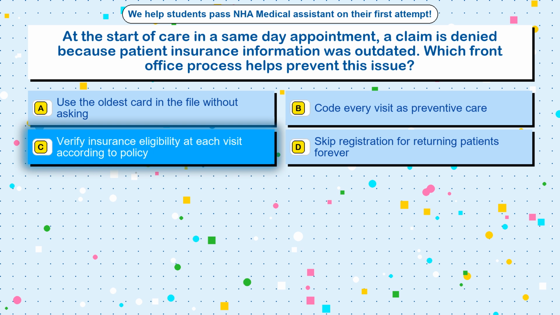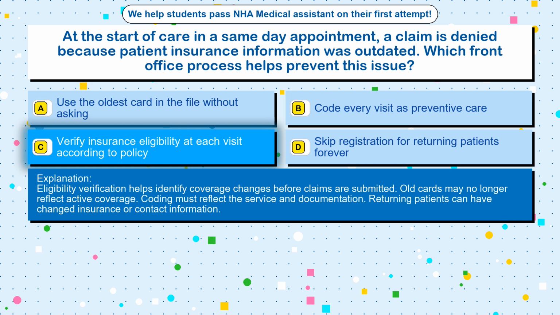The correct answer is option C, verify insurance eligibility at each visit according to policy. Eligibility verification helps identify coverage changes before claims are submitted. Old cards may no longer reflect active coverage. Coding must reflect the service and documentation. Returning patients can have changed insurance or contact information.